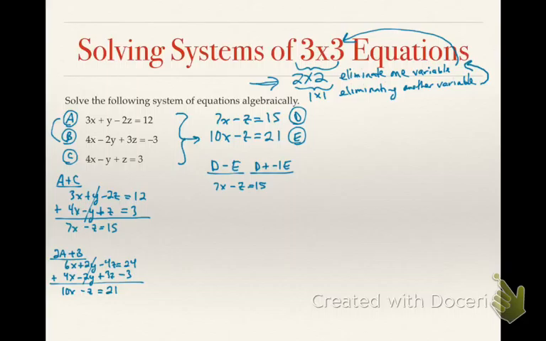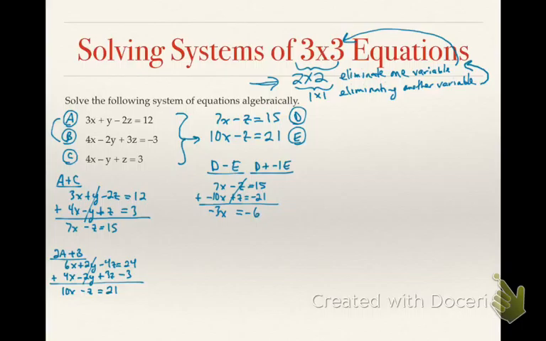E, I'm going to multiply by negative 1, which gives me negative 10x plus z is equal to negative 21. And now let's add them. 7x minus 10x gives me negative 3x. The z's cancel. 15 minus 21 gives me negative 6.